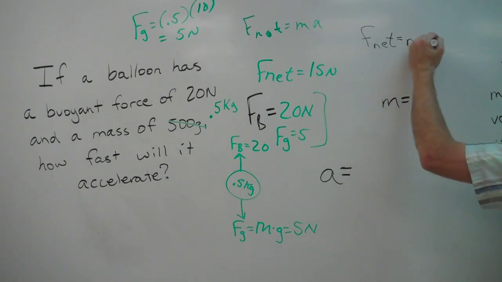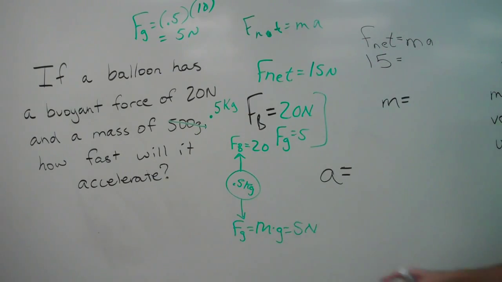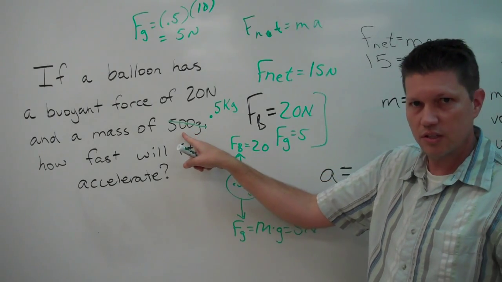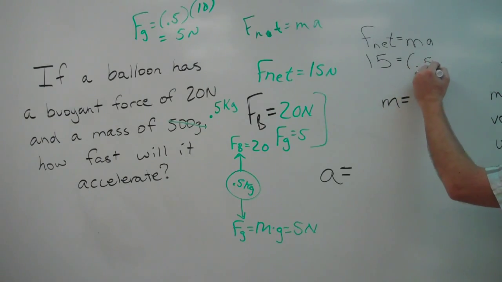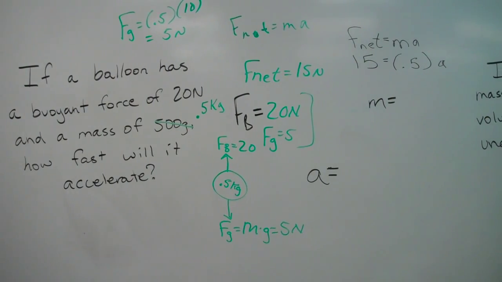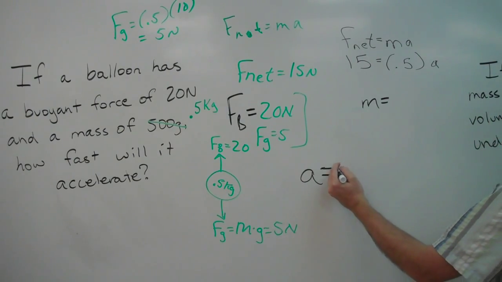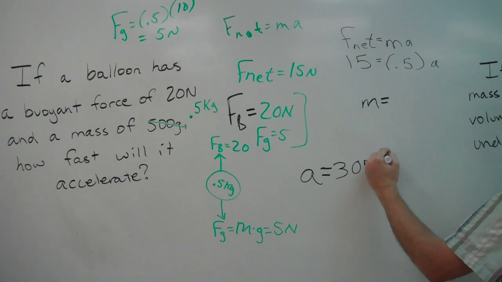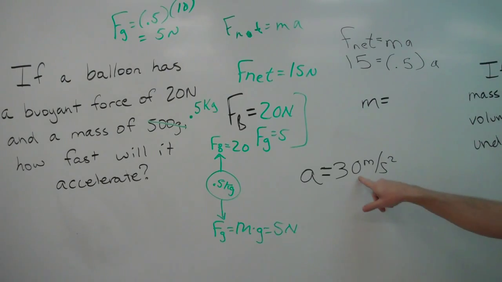F net equals ma. The upward force is 15 newtons. The mass of the balloon, remember we're not going to put 500, we gently scratch that out. It's 0.5. So 15 equals 0.5 times a, and then we can solve. 15 divided by 0.5 is 30. So for this problem, the acceleration is 30 meters per second squared. Now that's going to be a nice violent acceleration upward, 3 times acceleration due to gravity.